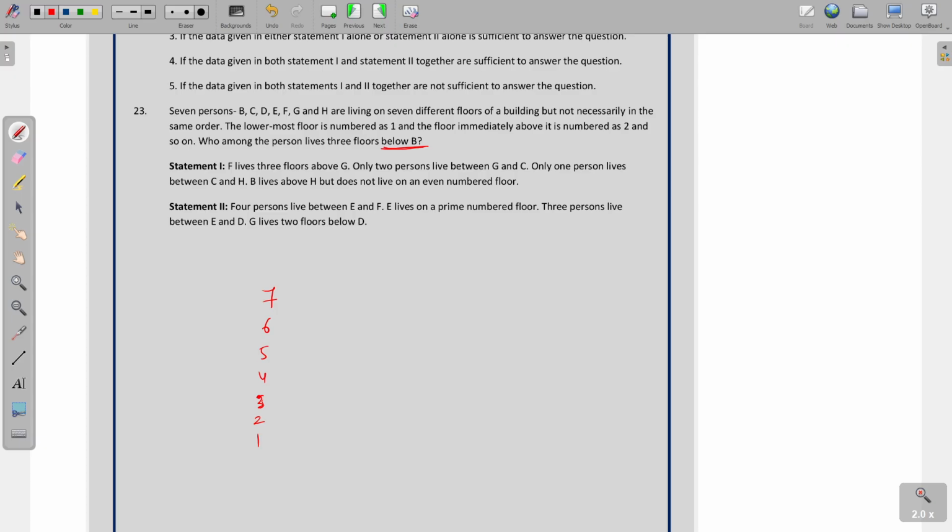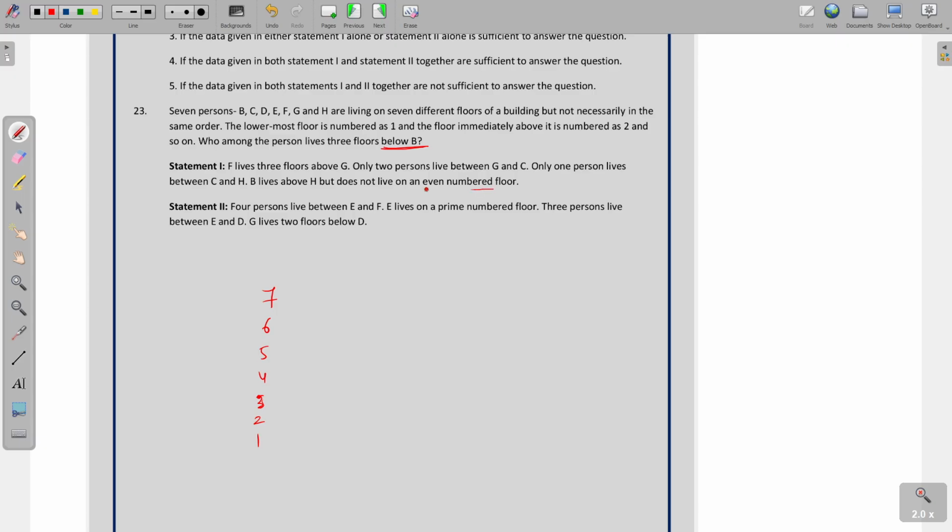So first of all, look at statement 1. In statement 1, F lives 3 floors above G. Only 2 persons live between G and C. Only 1 person lives between C and H. B lives above H but does not live on an even numbered floor.